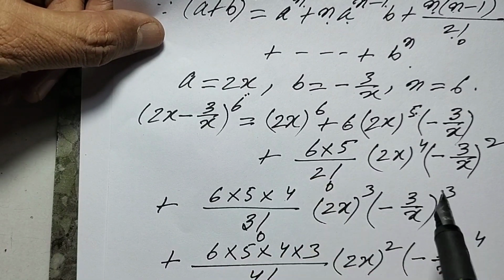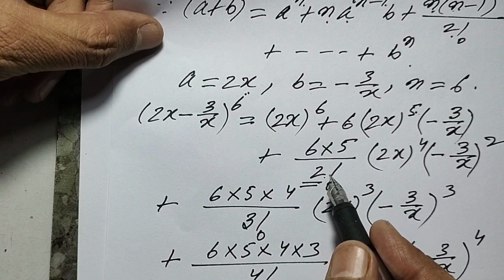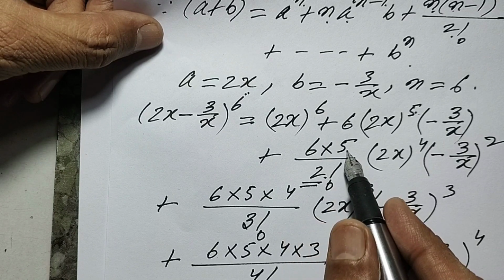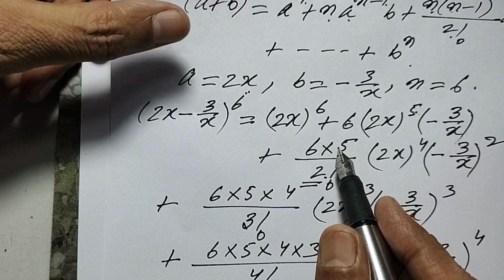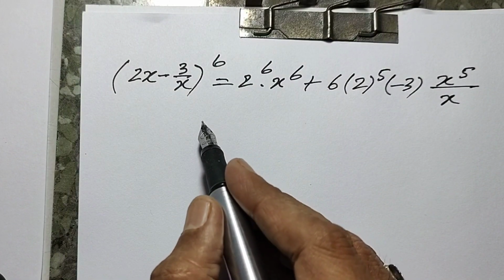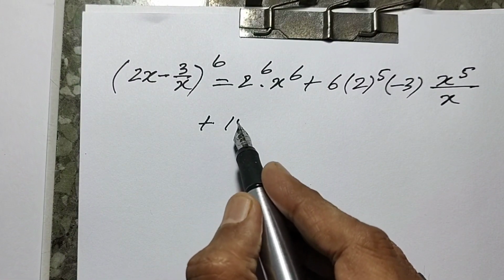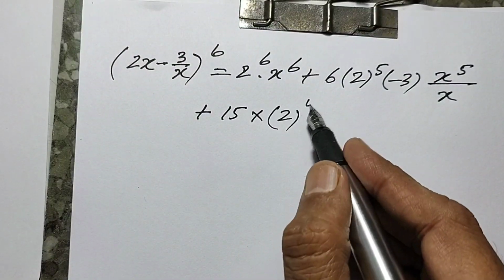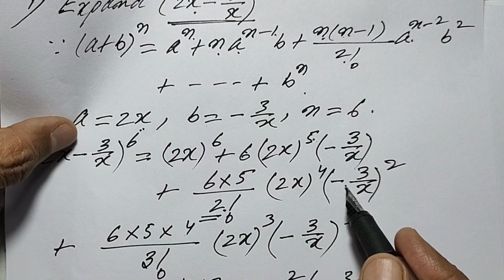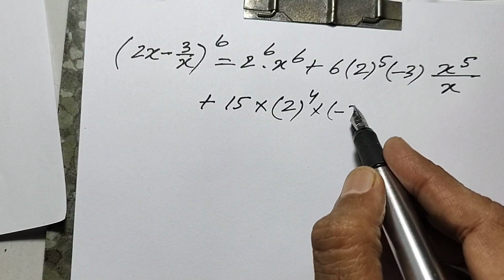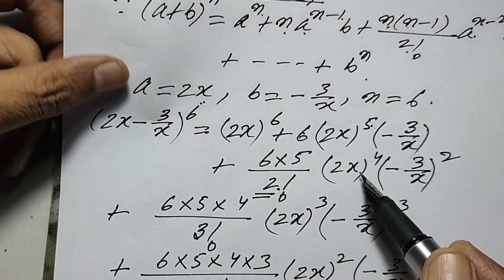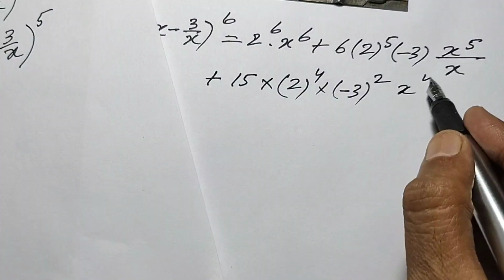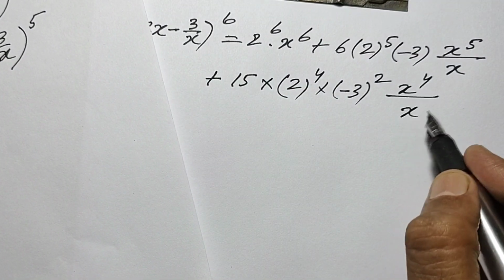In the second term, as we know, the value of factorial 2 is 2, so 2 will divide 6 three times and 3 will multiply 5 and we get 15. So the first numerical factor in the next term will be 15. From here we have 2 raised to the power 4, and from this we have minus 3 square, and the variable factor will be x raised to the power 4 in the numerator and x square in the denominator, x raised to the power 4 upon x square.